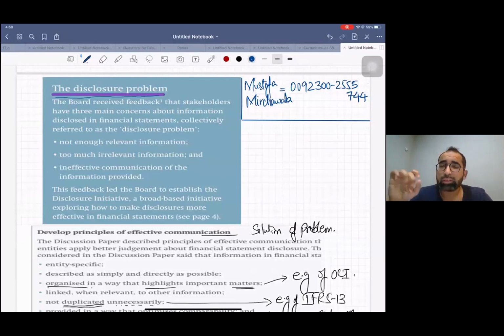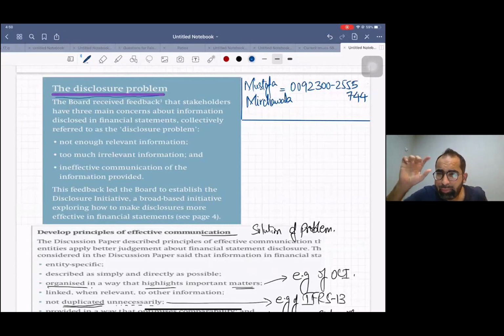So there is a heavy disclosure requirement in the financial statement. Now the International Accounting Standards Board is working on this project. This is also called the better communication project, or it is called the disclosure problem, that they need to cut down the irrelevant extra things in the financial statement, because the financial statement looks too overburdened, and the shareholder does not have time to see each and everything.